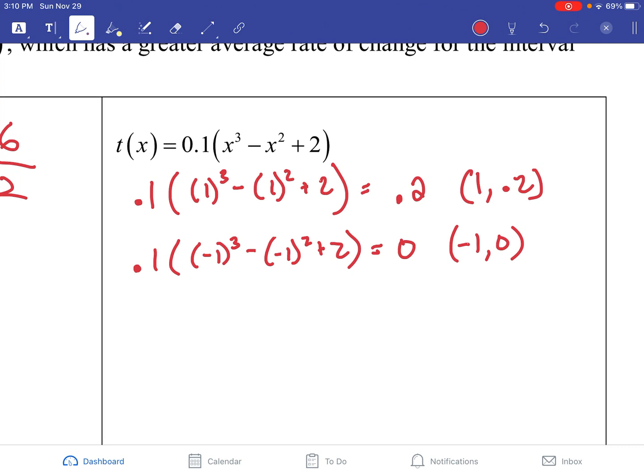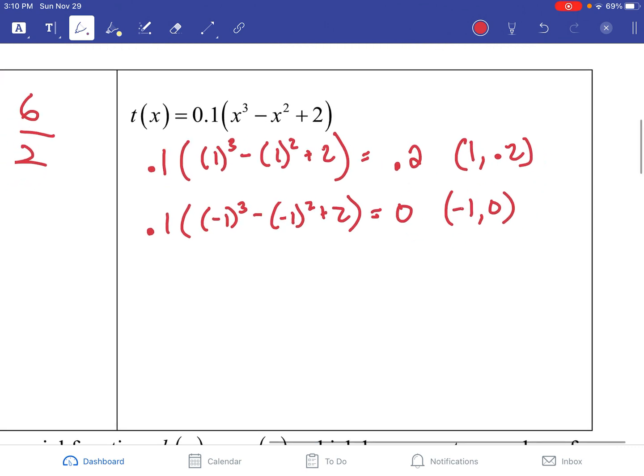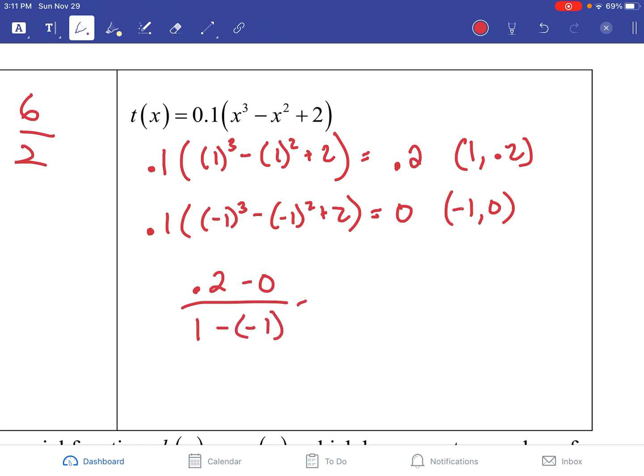Okay, so now we're kind of in the same spot we were for the table on the left. We have our 2 points, now we're going to find the slope. So we have 0.2 as y2 minus 0 over 1 minus -1 gives us 0.2 divided by 2, which is 0.1.